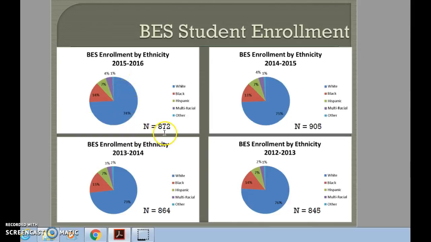So our total populations are shown on each graph. And as you can see, the numbers are consistently staying about the same, and the way that it is distributed among the ethnic groups is staying about the same as well. Our school is about 75% white, predominantly white, and then our black population is between 13 and 15% consistently.